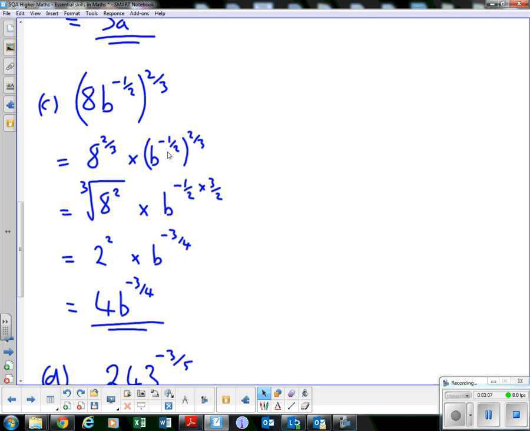And if we scroll back up again here, in a bracket, b to the negative half, all to the 2/3, we can just multiply the powers together. So that will be b to the negative 1 times 2 over 2 times 3, which is b to the negative 1/3.